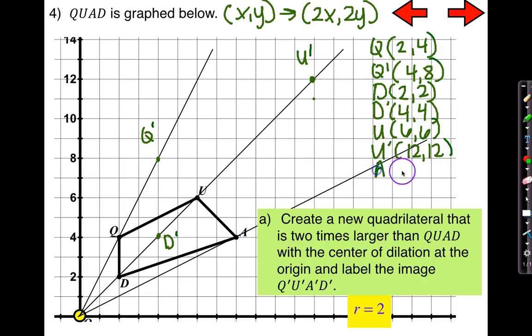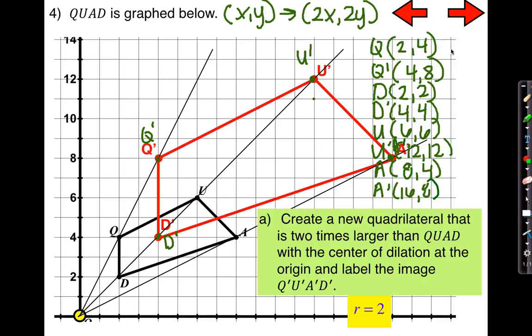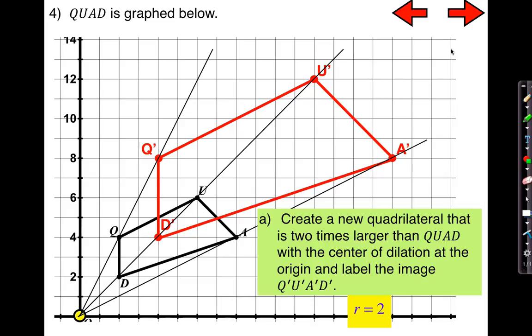And last but not least, for A is 1, 2, 3, 4, 5, 6, 7, 8. 1, 2, 3, 4. So (8, 4), which means A prime should be at (16, 8). It will be here, 1, 2, 3, 4, 5, 6, 7, 8, 9, 10, 11, 12, 13, 14, 15, 16. Now going all the way to 8, which is right here. This is where A prime is. I know it's kind of lost in all the rest of the work, but there you go. That is what your dilation should look like.